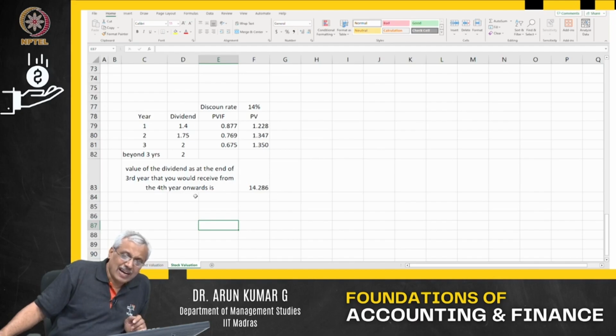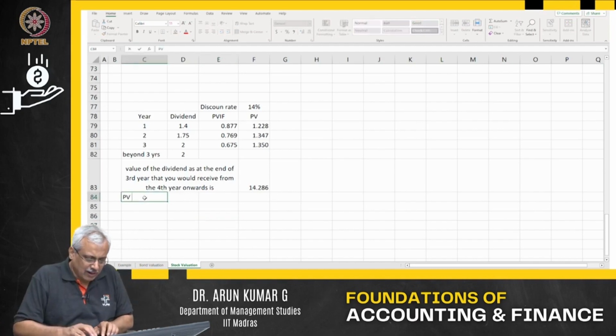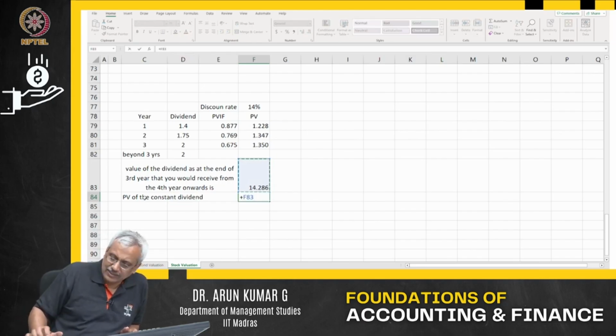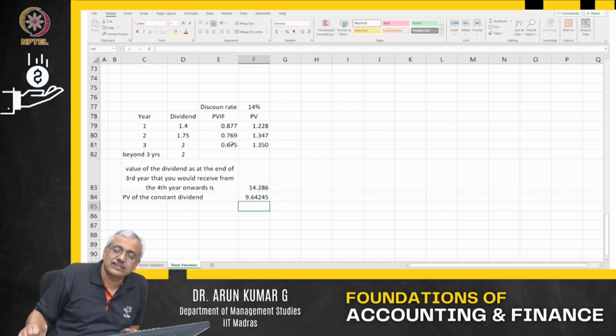Now what happens? I need the present value of it. The present value, the PV of the constant dividend, is the PV of it, because please note this is the value as at the end of 3 years. What is the value of it? The present value of it, I just divide by the discount factor for the 3rd year.